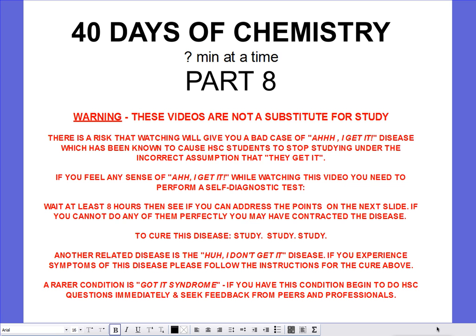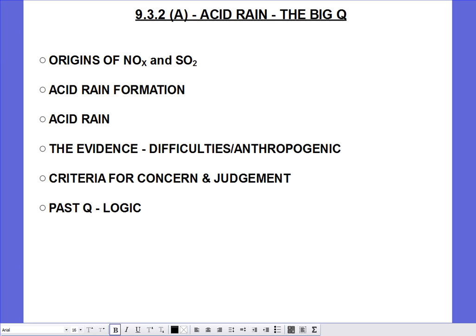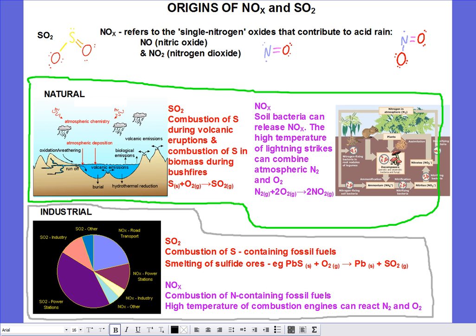This is 40 Days of Chemistry, Part 8, and this time we're going to be looking at acid rain, the big questions about acid rain. So it's 9.3.2, and this is Part A. And for acid rain, there's a general sequence of things you've got to talk about.